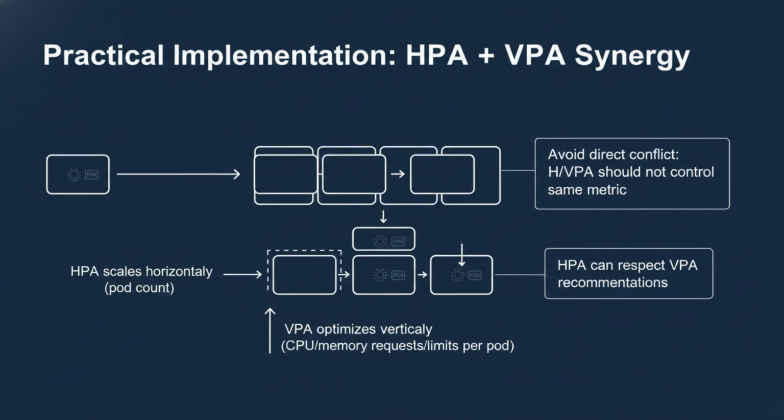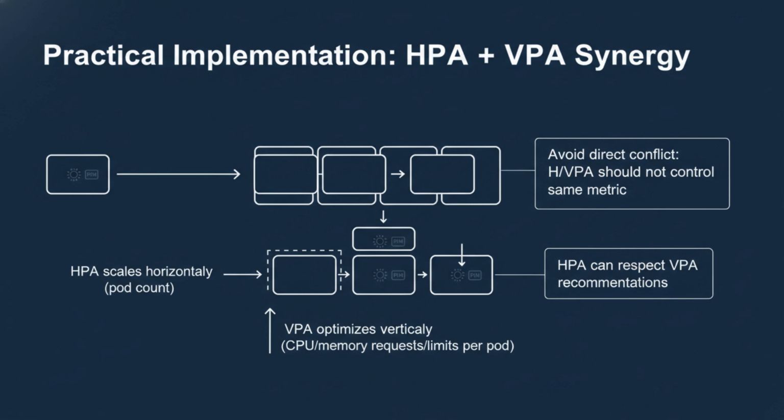Let's look at HPA and VPA working together. A common strategy is to configure HPA to scale horizontally based on a primary metric, like CPU utilization, while VPA continuously optimizes the vertical resources, CPU and memory requests/limits, for each pod. However, a word of caution: HPA and VPA shouldn't directly control the same resource metric on the same pod simultaneously.